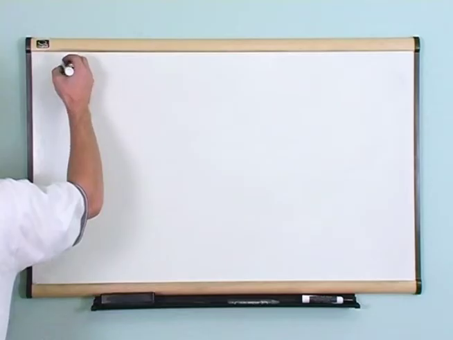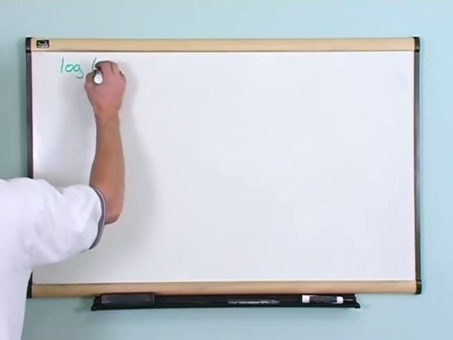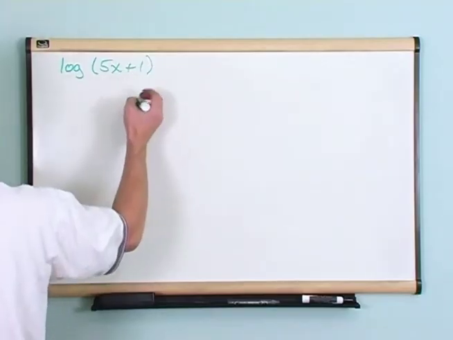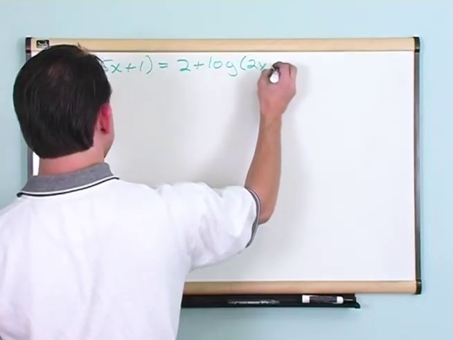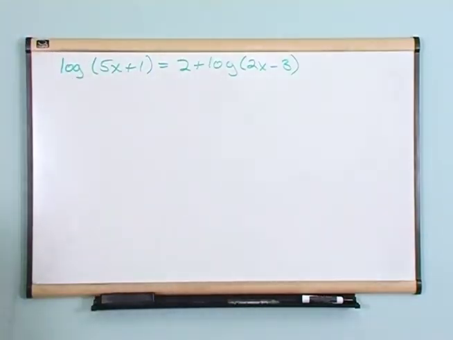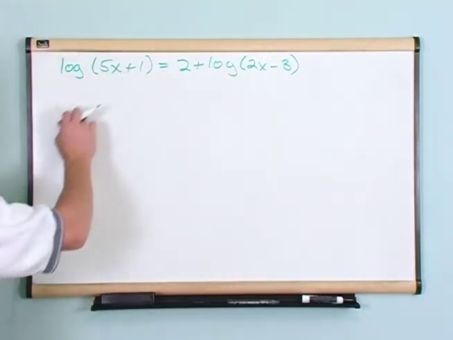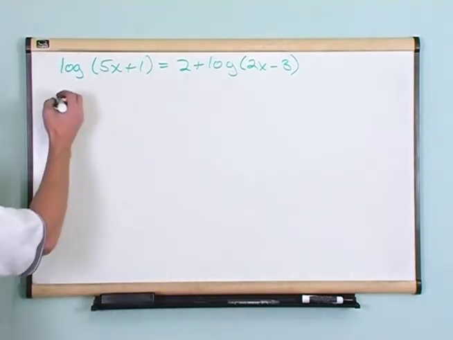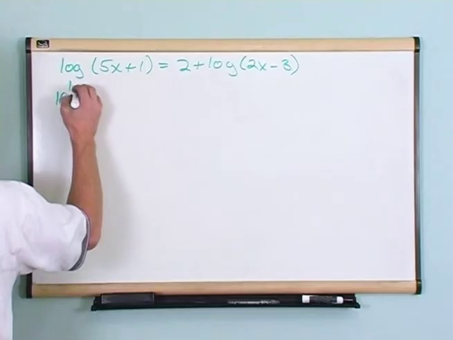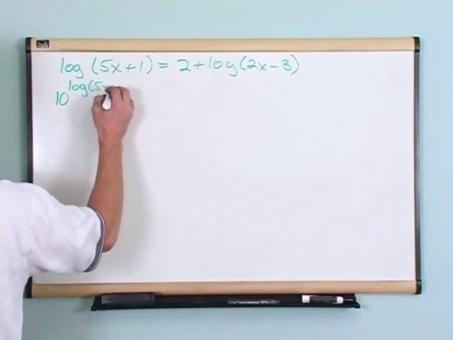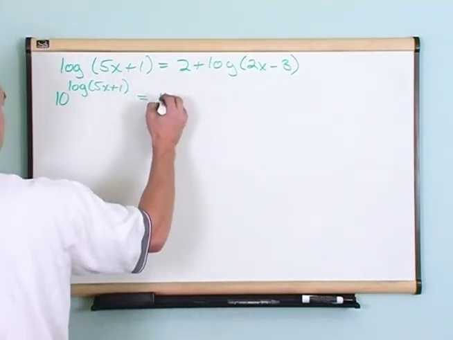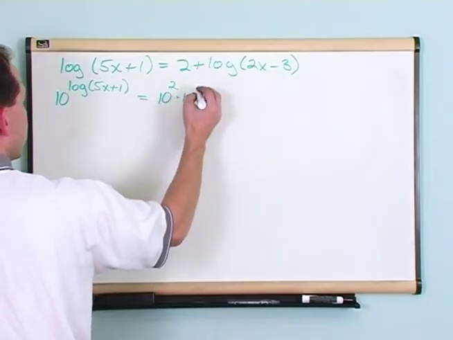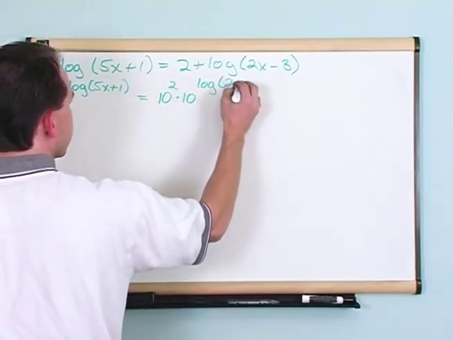What if you had log of 5x plus 1 equals 2 plus log of 2x minus 3. Okay, the question is, how would you solve that? Well, again, I've got my variables wrapped up inside these logs, and the opposite of a log is an exponential, so I'm going to raise both sides again with a power of 10. 5x plus 1 equals. Now, I'm going to raise the right-hand side to the power of 10, but I'm also going to write it like this, 10 squared times 10 to the log 2x minus 3.